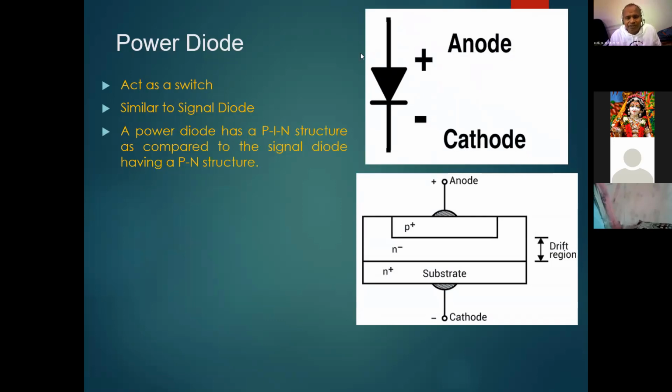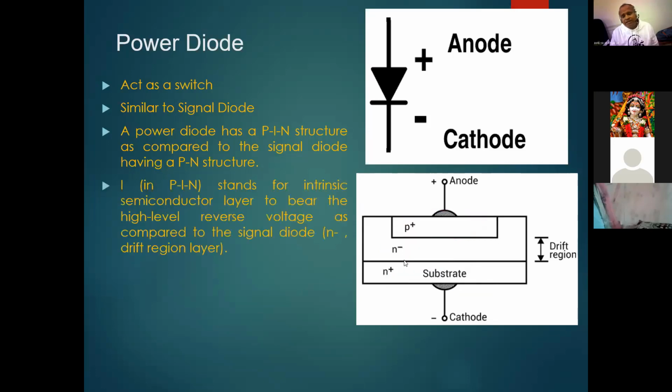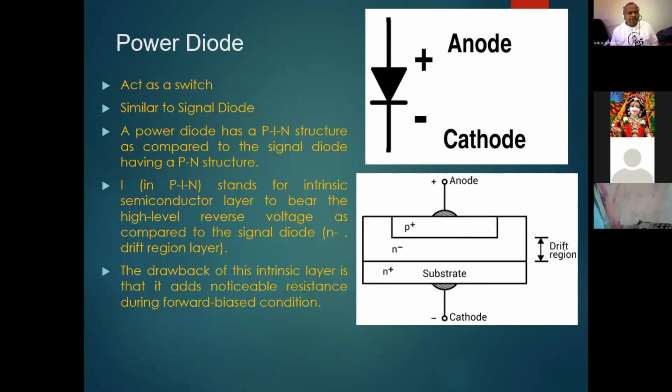In case of your signal diode, you have only two layers, one P junction and another N junction. So P and N junction, and there is an N minus substrate which is added. What is this N structure? This is an intrinsic semiconductor layer, and it is there to bear the high level of reverse voltage. The drawback of this intrinsic layer is that it adds noticeable resistance during the forward bias.